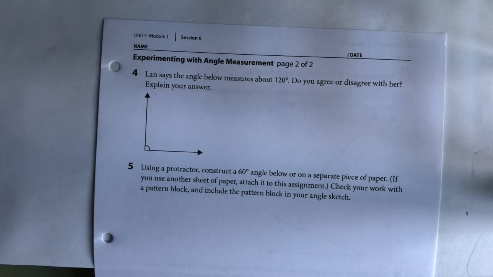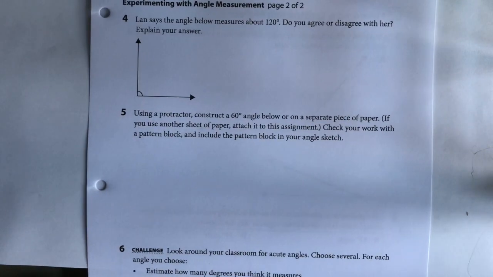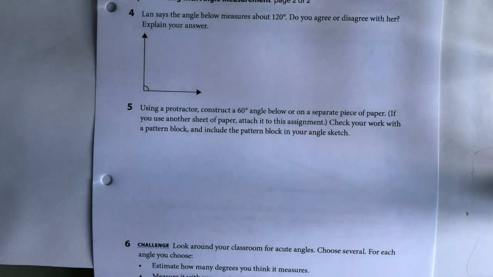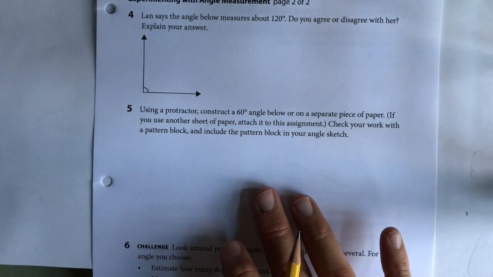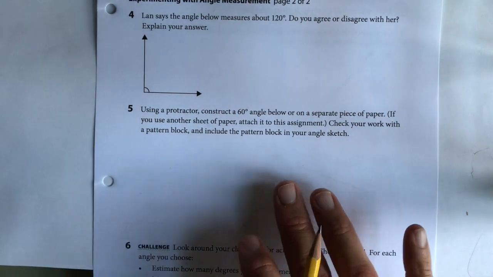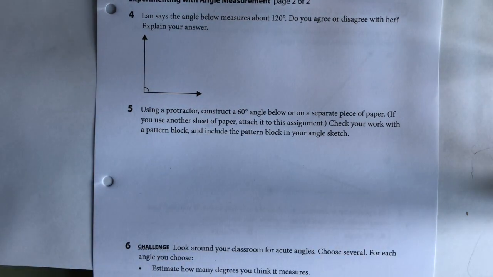All right, hopefully you guys were using your very, very well-known angle types to answer that question. So I expect a full answer for number 4. Let's take a look at number 5. Number 5 says, using a protractor, construct a 60-degree angle below or on a separate piece of paper. Let me tell you, there's plenty of space for us to build a 60-degree angle right here. So we don't need a separate piece of paper.